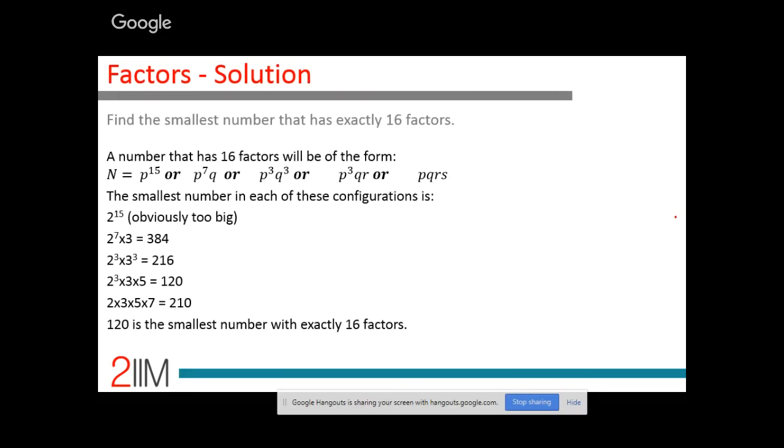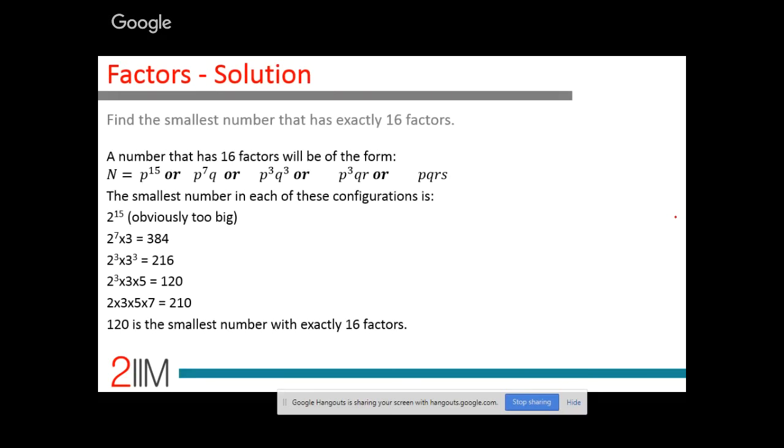2 cube into 3 cube is 216. That works. That looks simple enough. P cube qr, 2 cube into 3 into 5. Obviously, you'll cube the smallest prime. 2 cube into 3 into 5 is going to be smaller than 2 into 3 cube into 5. So the larger power, stick it in for the smaller number. A simple idea. So 2 cube into 3 into 5 gives us 120.